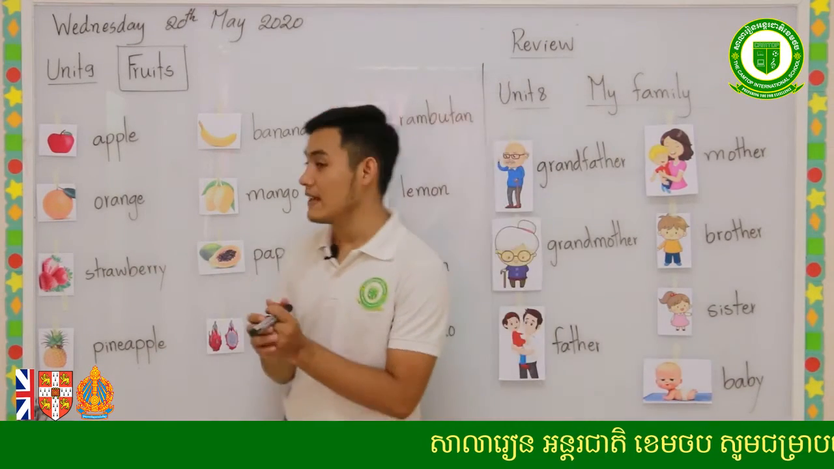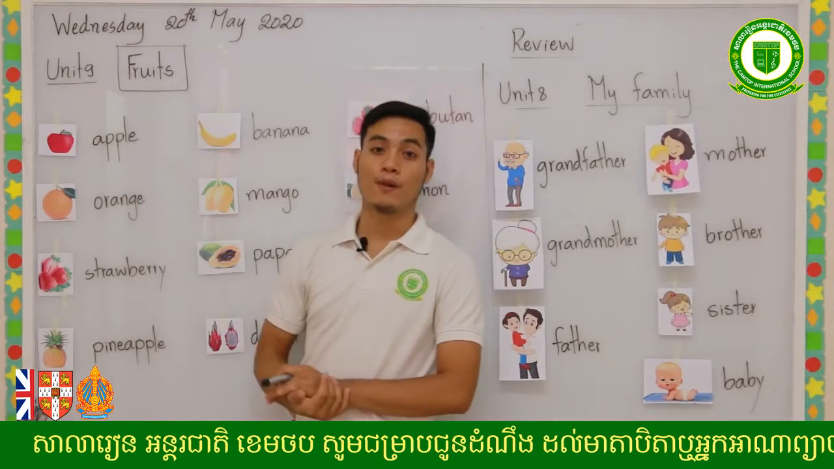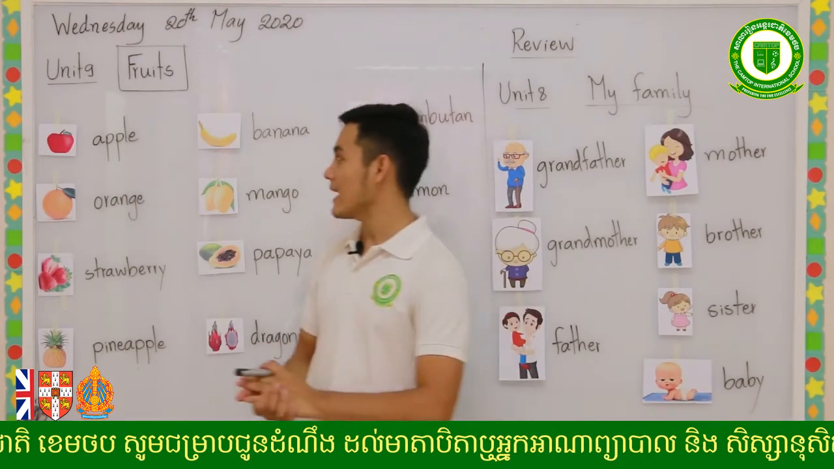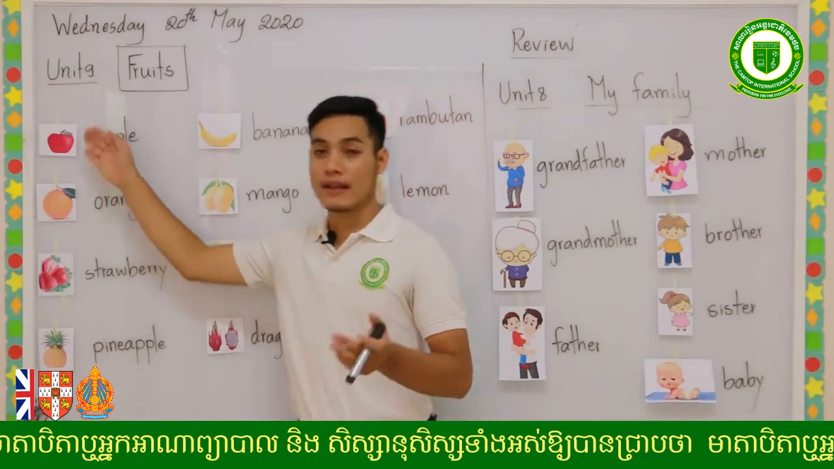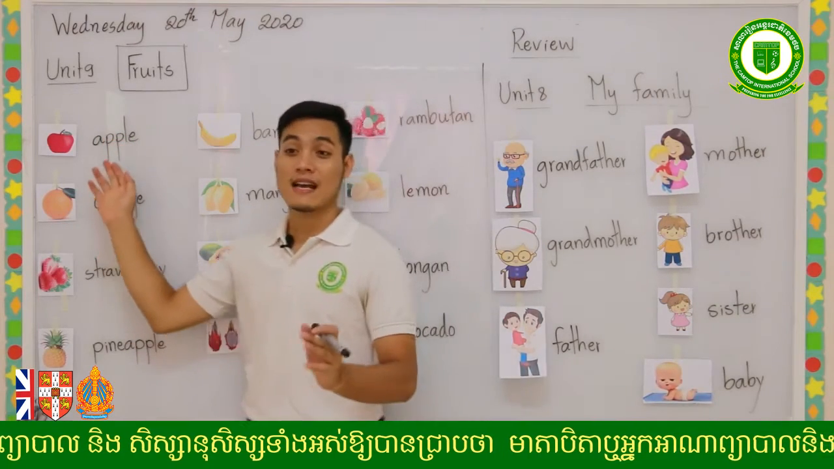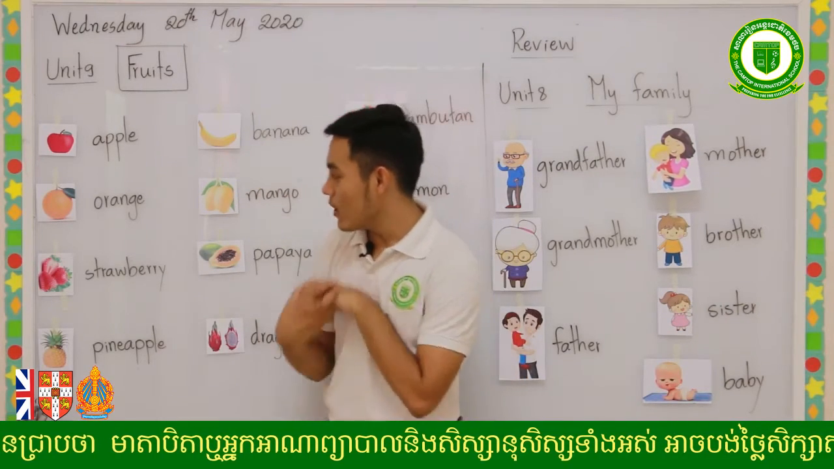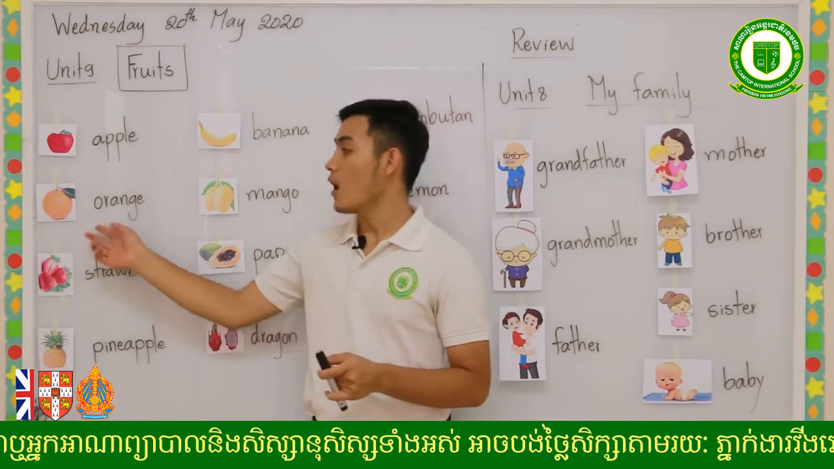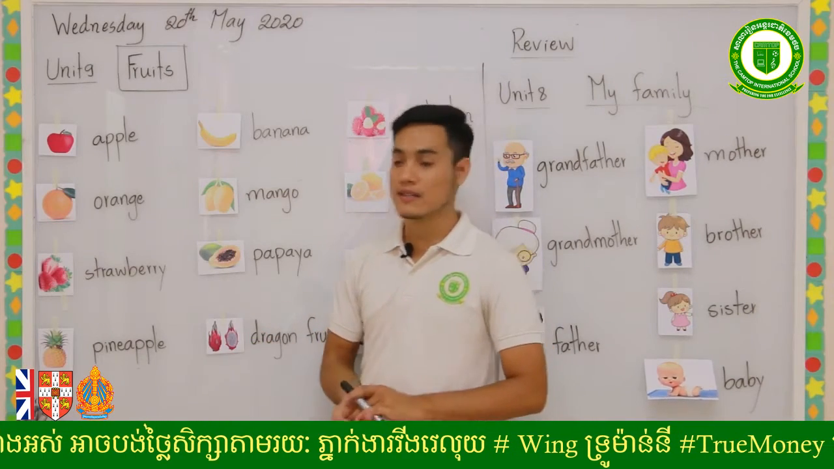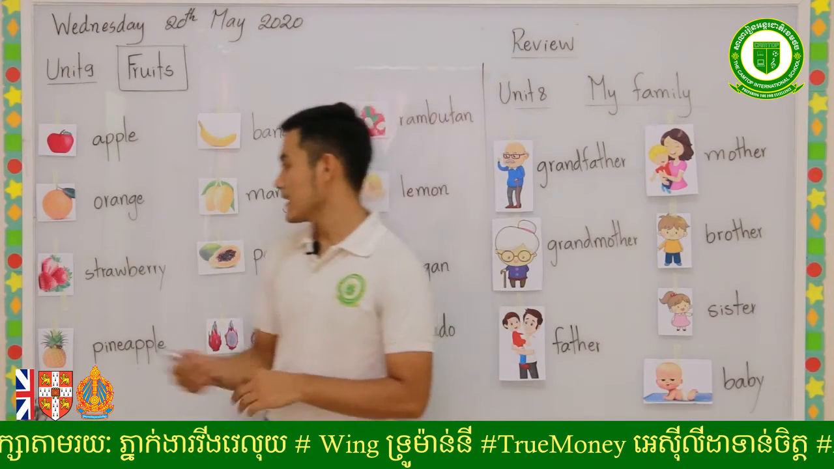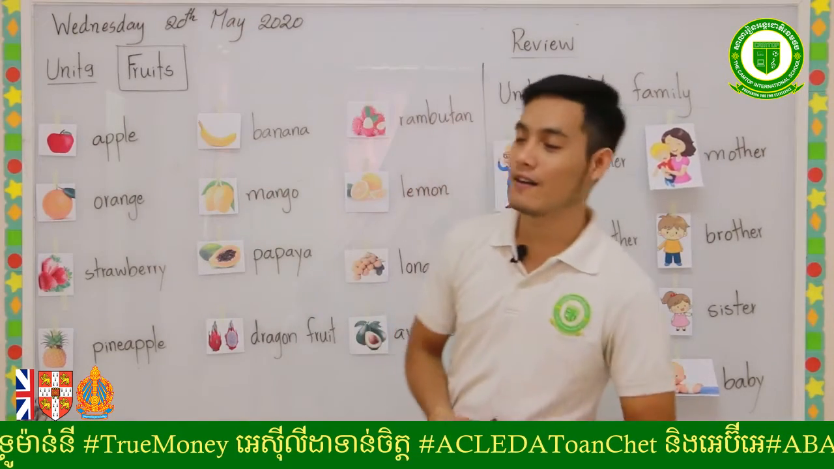The first fruit that we learn is, look, what's this? Apple. Everyone read together. Apple. You see, the apple is red. And the second one is orange. Some people say it differently, and the correct one is orange. Read together. Orange. Again, orange.